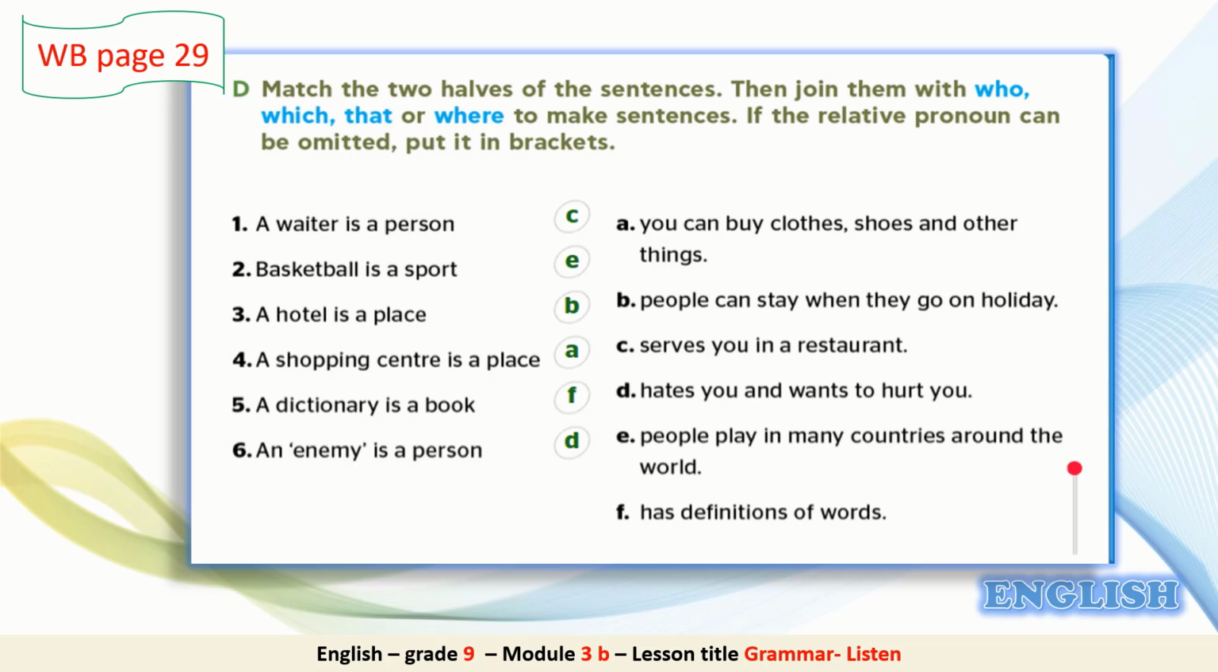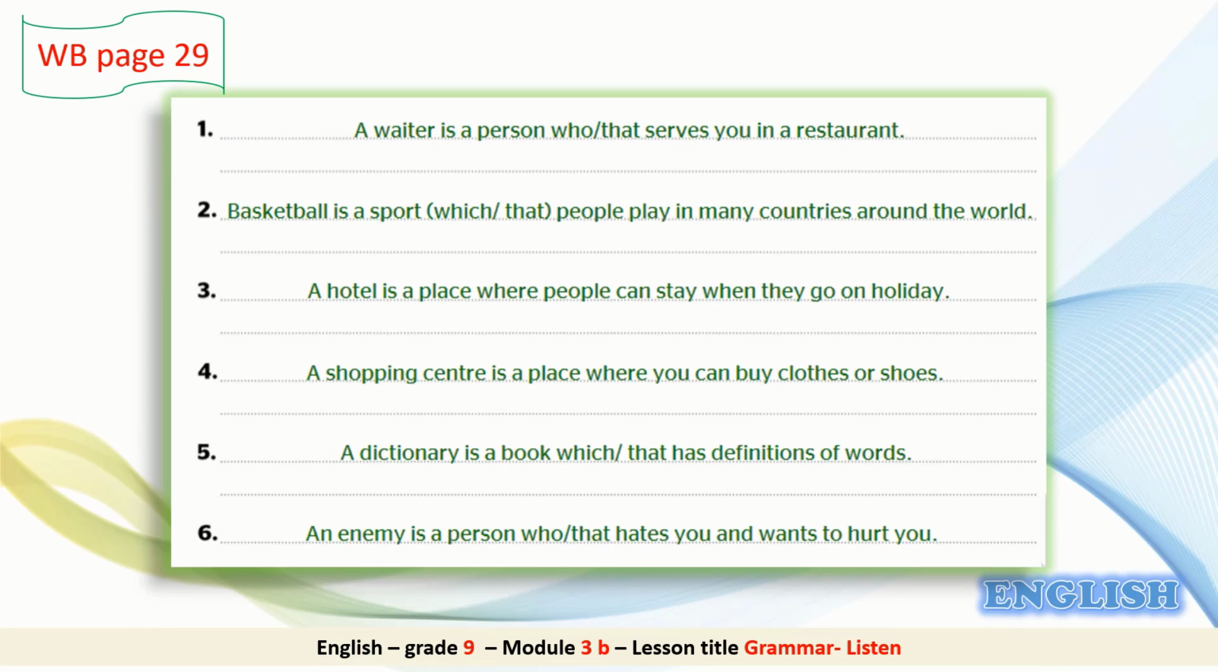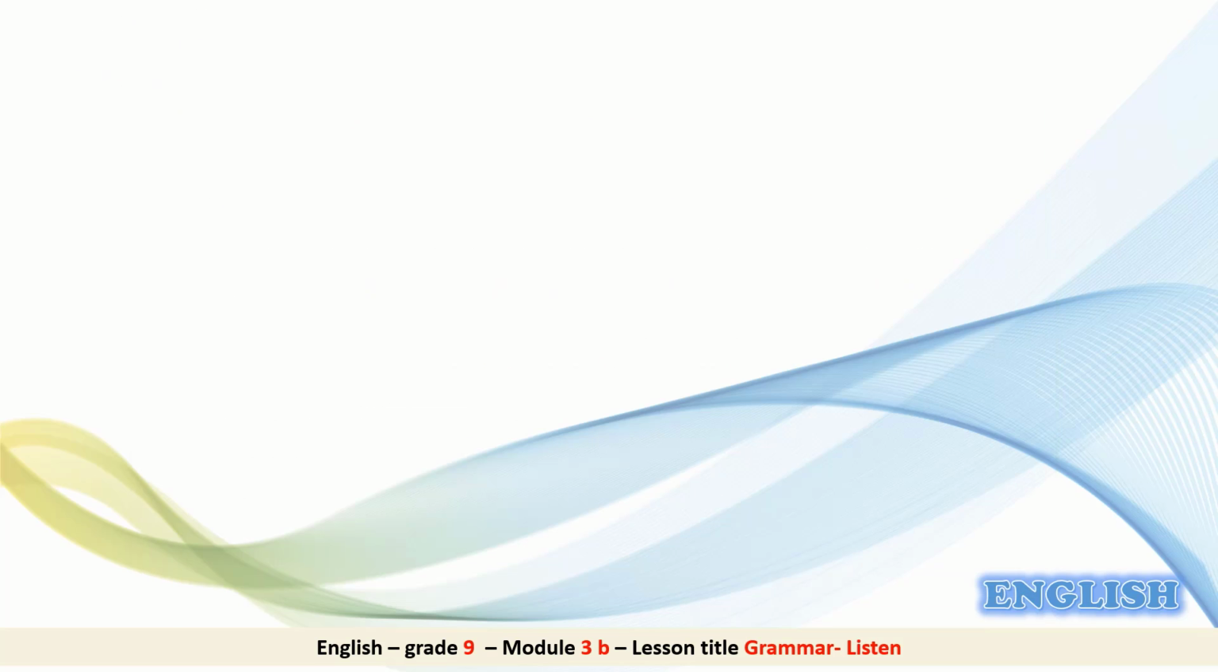Now could you please check your answers? These are the correct answers. As for the relative pronouns or adverbs, for the first sentence we use who. For the second sentence we use which in brackets, because here we are talking about the object of the verb play. Third sentence we use where. Number 4 we also use where. Number 5 we use which. And the last one we use who. Good job, students. And here you can find the sentences after joining them using the correct relative pronouns.